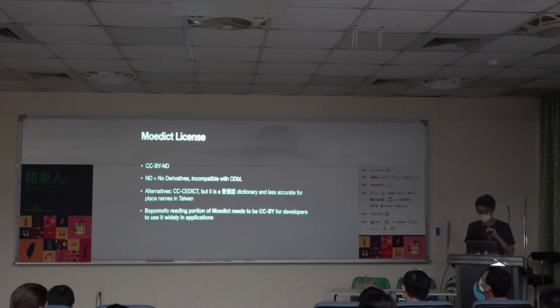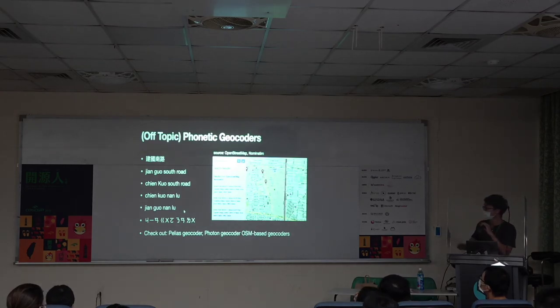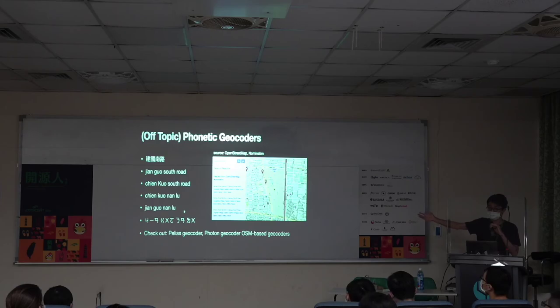If we think about what applications we can build, we can even build things like phonetic geocoders. So if I look up the street name Zhengguo Nanlu, ideally I should be able to enter things like Bopomofo and get that result. Or I can enter pinyin and it will find that result for me on the map. And this will be really useful for a lot of people. But it would all be made possible and open source if these dictionaries also have a compatible license.